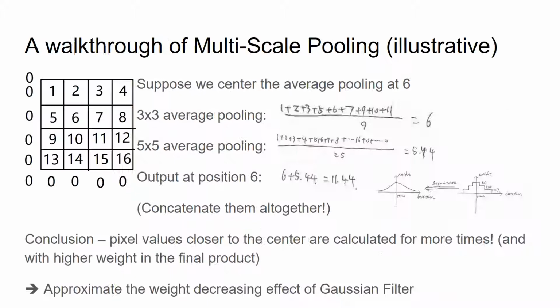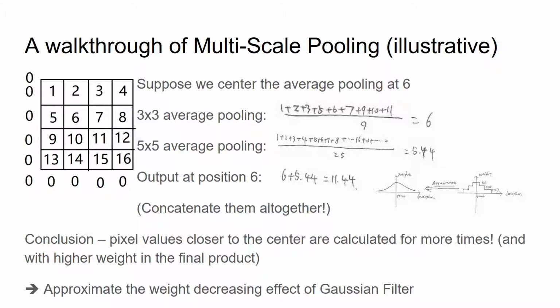So here is an example of our multi-scale pooling, and we're going to walk you through it. Suppose we center the average pooling at the location of number 6. First, we do a 3x3 average pooling, where you look at all the numbers adjacent to 6, add them together, and divide by 9, which gives you 6. Then, still centered at 6, we do a 5x5 average pooling layer. Here you sum up all the numbers, where all the zeros are paddings, and divide the summation by 25, and that gives you 5.44. The output at position 6 is basically 6 plus 5.44, which gives you 11.44.